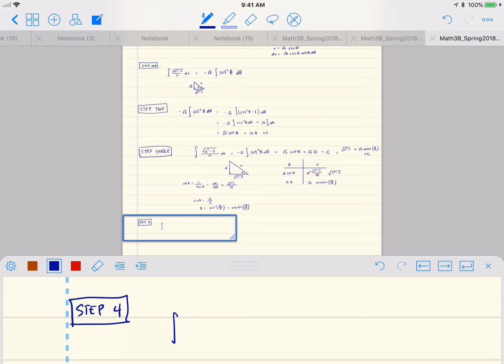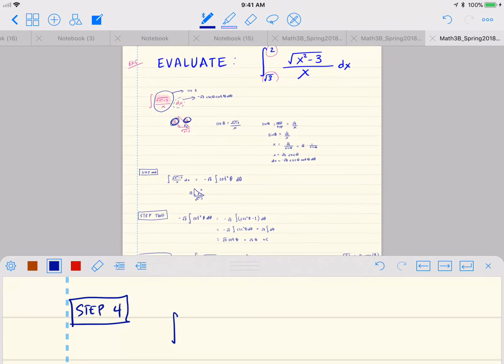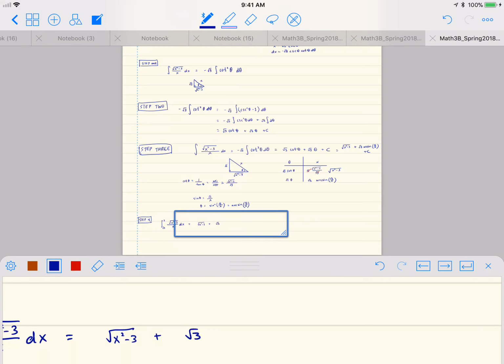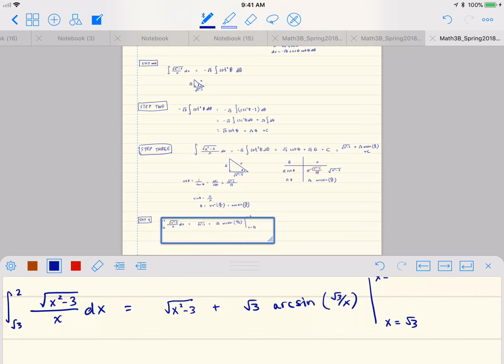So the integral from root 3 to 2 of square root of x squared minus 3 over x dx is equal to square root of x squared minus 3 plus root 3 arc sine root 3 over x, and all of this evaluated at x equals root 3 to x equals 2. Okie dokie.